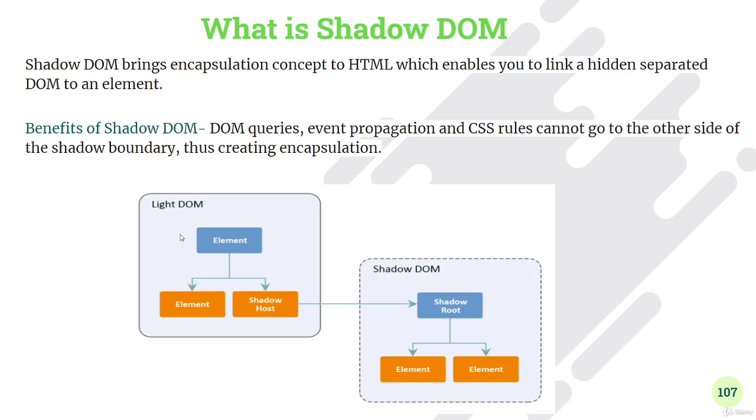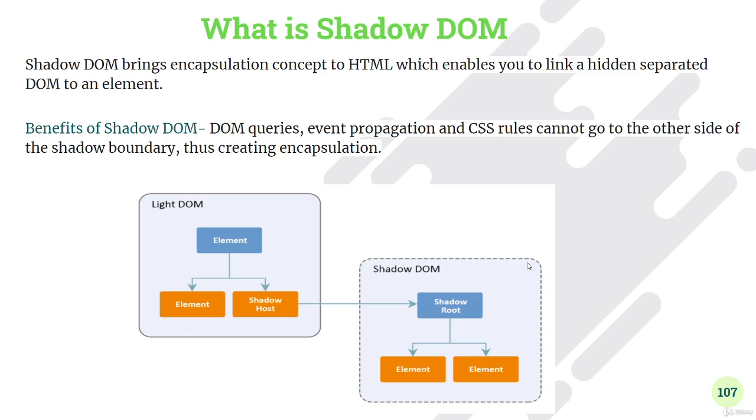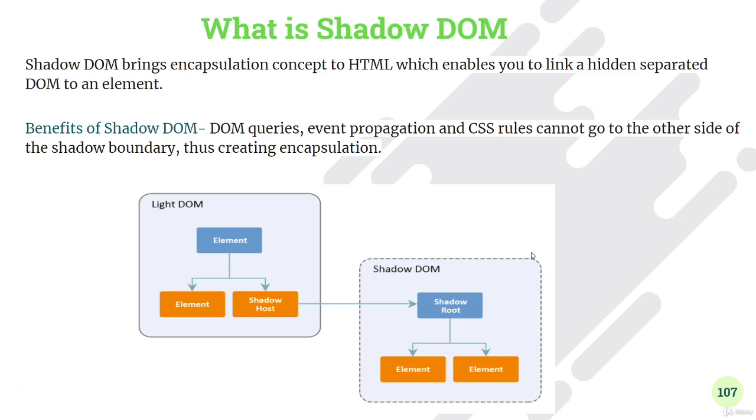And the other beautiful part is it will not override each other's CSS. Like if I have a div tag in the parent component and I give it color blue, and the same div is inside the shadow DOM, it will not apply the color to the shadow DOM elements. It will not cross each other's boundary, and that boundary we call the shadow boundary. So DOM queries, event propagation and CSS rules cannot go to each other's side of the shadow boundary, and thus it creates the encapsulation. This is one of the core fundamentals of LWC. So let's first try to understand it from the HTML and JavaScript point of view, then I will tell you how it relates to LWC.